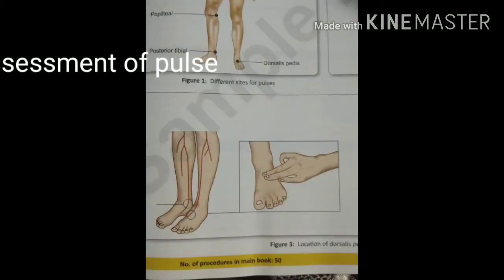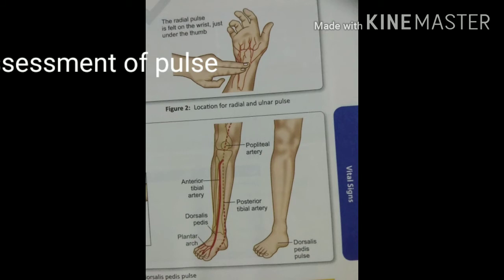Normal pulse: in a newborn 100 to 170, 1 year 80 to 170, 3 years 80 to 130, 6 years 70 to 116, 12 years 70 to 110, 14 years 60 to 110, 18 years and above 60 to 100. This is the pulse rate according to age.